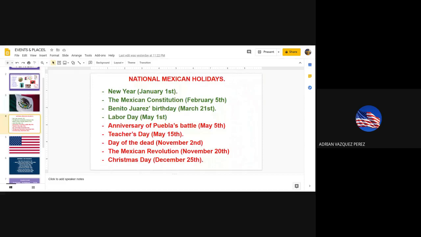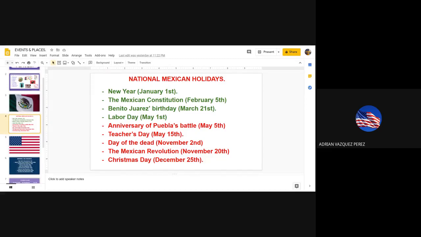In Mexico, we have some national Mexican holidays. Trying to find the meaning in Spanish of holidays. So, for example, on January 1st, ¿se acuerdan cuál era January? What month is January? And what ordinal number is first? So, on January 1st, we have New Year's Day, which is a national holiday. Then we have February 5th. Do you remember what is February? We already had that lesson. On February 5th, all the Mexicans celebrate the Mexican Constitution.